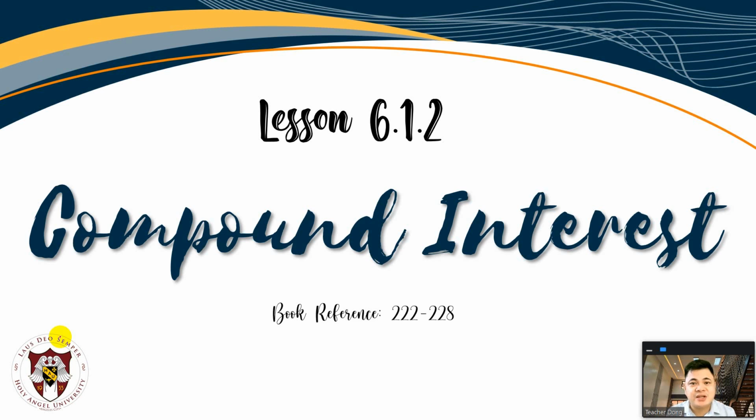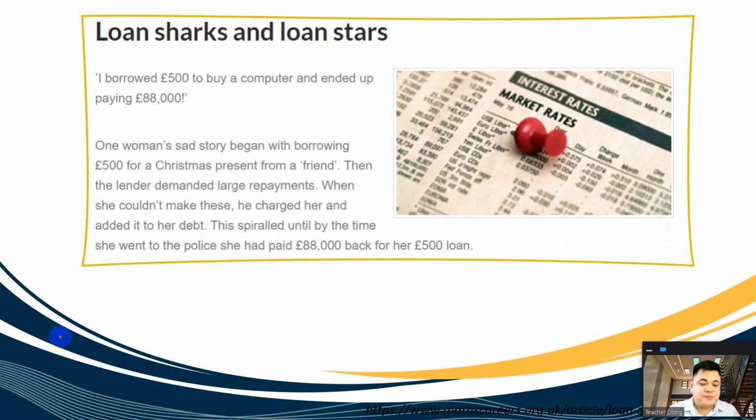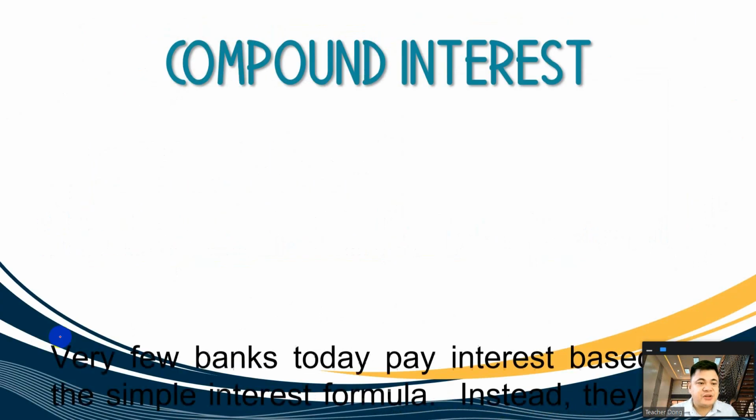So for today, we're going to have compound interest. This is actually a lesson about business mathematics under grade 11, which is a unit of general mathematics under grade 11. For the reference of my students, you may read more about it from page 222 to 228 of your books. Now, let's proceed with the compound interest.